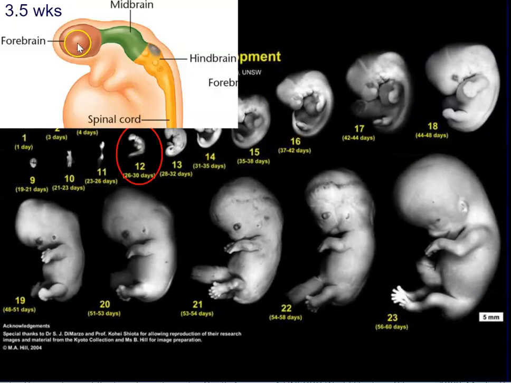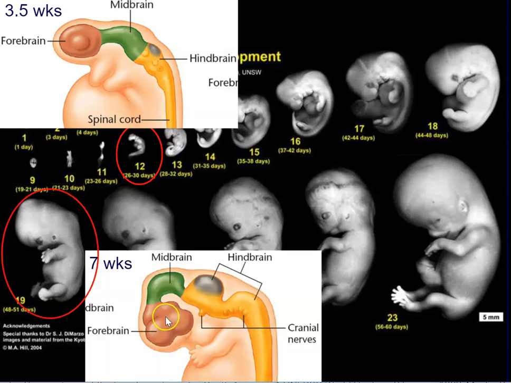By about 3.5 weeks in, you start to see the beginning of the forebrain, midbrain, and hindbrain, although at this point, the nervous system is really mostly just a tube. You can, however, see the beginnings of the eye here. This little lump coming out of either side will eventually become the eye. The eye actually starts as kind of an outpouching of the developing brain early on.